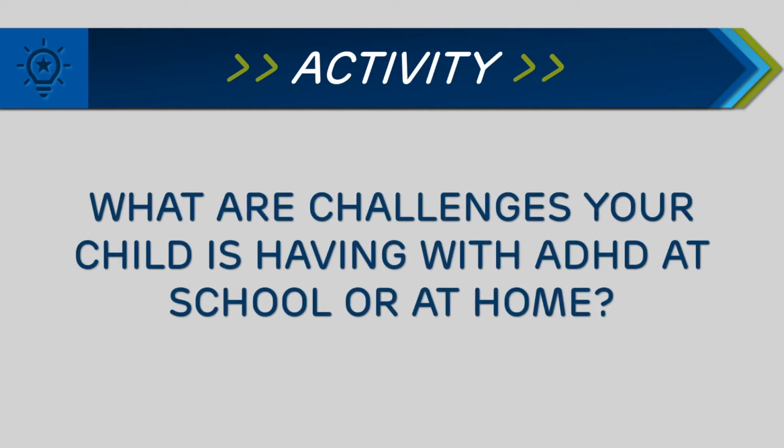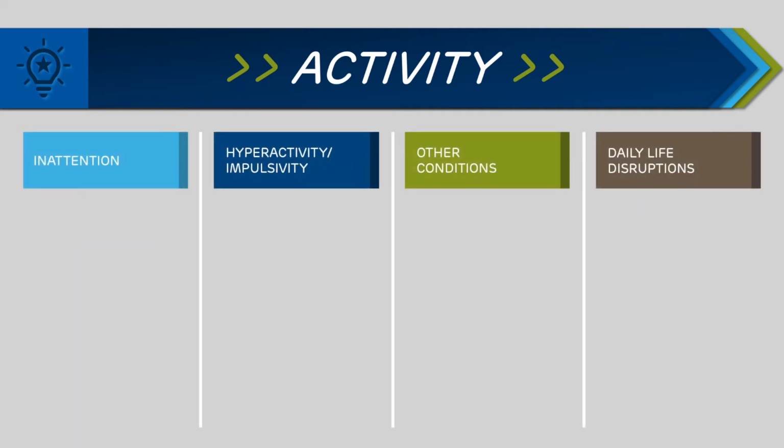Before we go any further, I want to take a minute or 2 to go through a quick activity with everyone watching. I want everyone to think about some of the challenges your child has been having with ADHD at school or at home. As you start to list some of the challenges, try to sort them into a table like I have on the screen. The first column is inattention. Next is hyperactivity/impulsivity. Then we have other conditions, and lastly, daily life disruptions. Remember, there are no right or wrong answers. We will go over this table in the next slide.